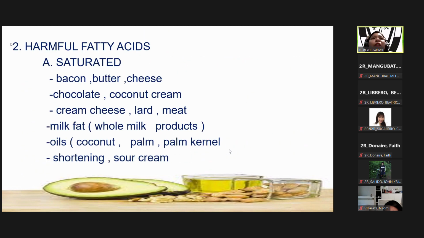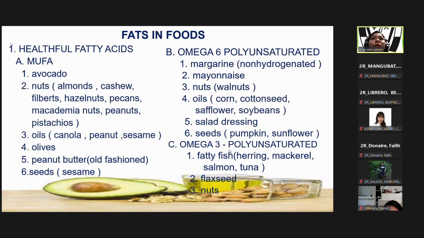So these are examples of foods rich in monounsaturated fat: avocado, nuts, olive oil, canola oil. They are monounsaturated fat rich foods. As for omega-6 and omega-3, okay, examples of omega-6 are margarine and mayonnaise. So, just make sure that the margarine is non-hydrogenated.